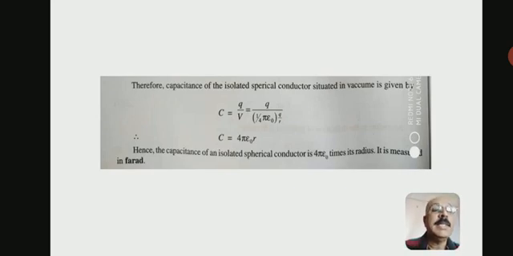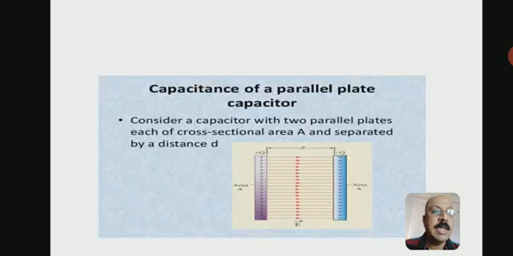Therefore, the capacitance of the spherical conductor situated in vacuum is given by the general capacitance formula, C is equal to Q divided by V. So this is equal to Q divided by the value of V from the last equation, 1 divided by 4 pi epsilon naught times Q by R. Rearranging, Q gets cancelled. So we get the capacitance of the isolated spherical conductor, that is 4 pi epsilon naught R.